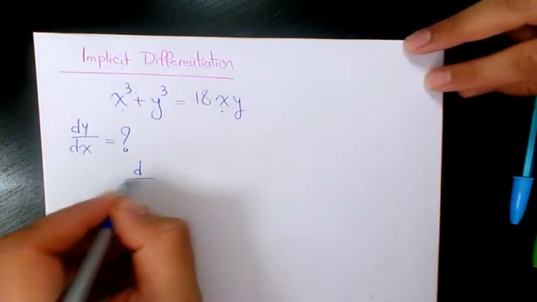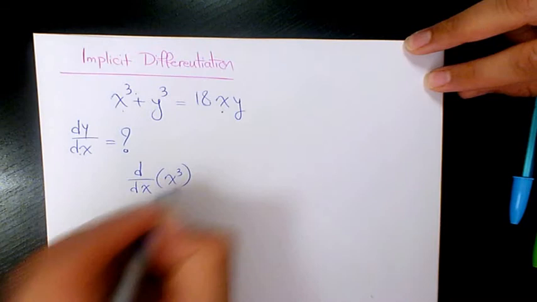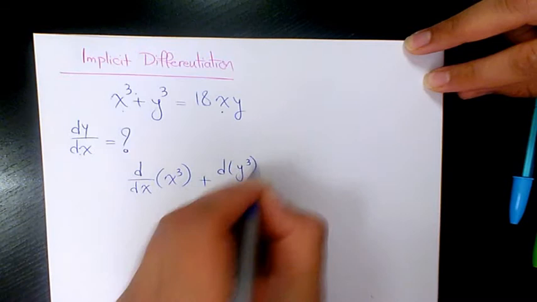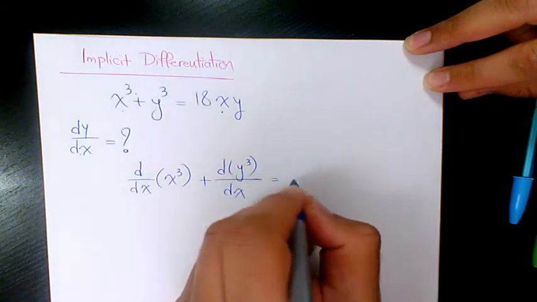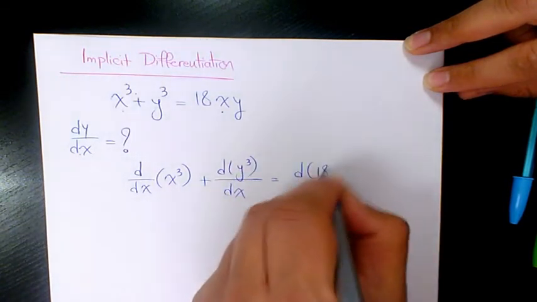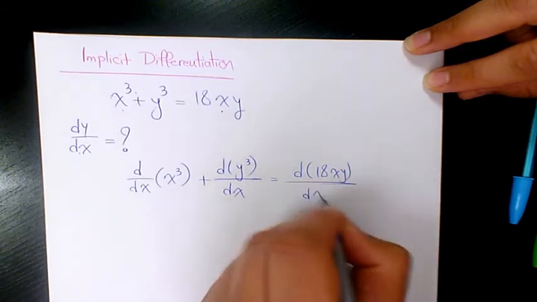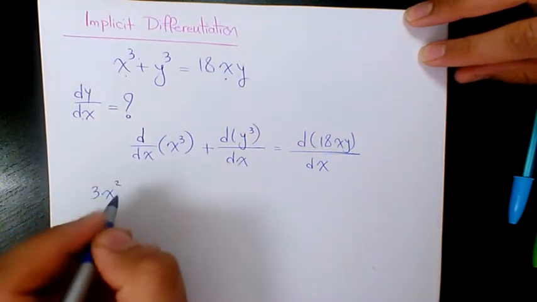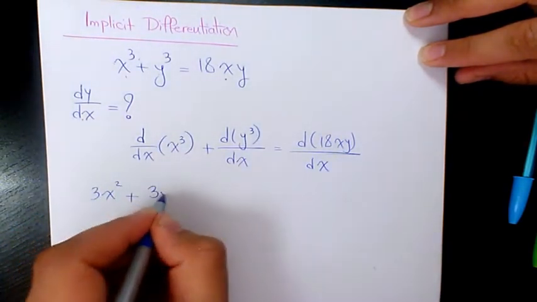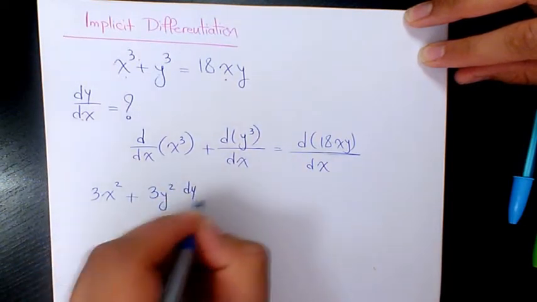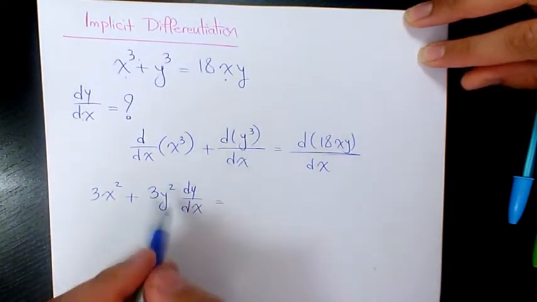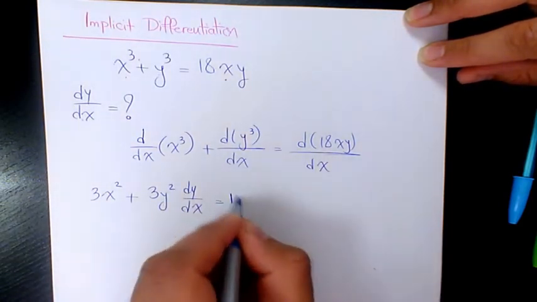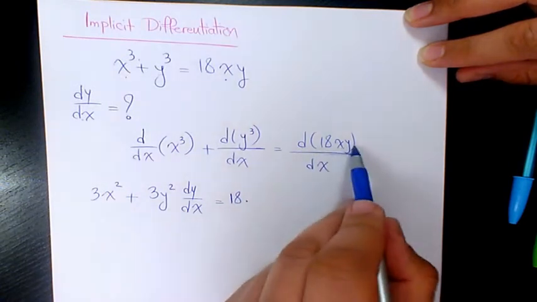So that will be equal to the derivative of x cubed with respect to x plus the derivative of y cubed with respect to x equals the derivative of 18xy with respect to x. So that's going to be 3x squared plus 3y squared dy over dx, because y is a function of x, so we need to include this part, and then 18 times the derivative of xy with respect to x.